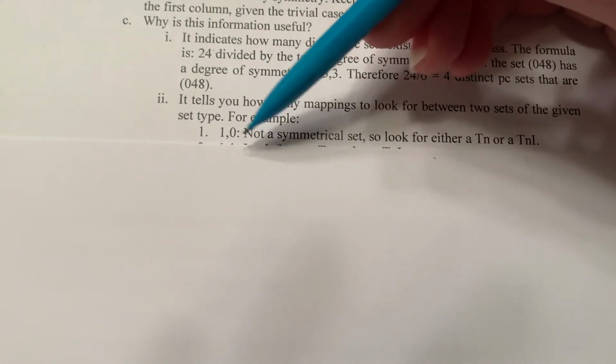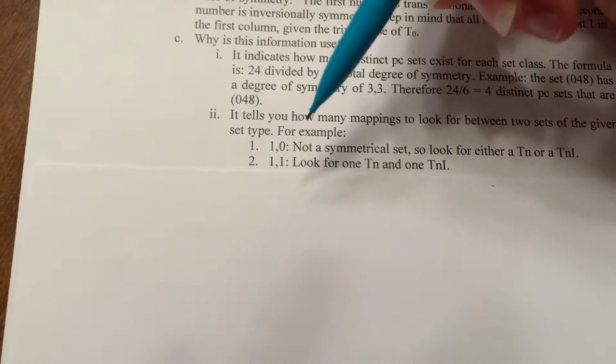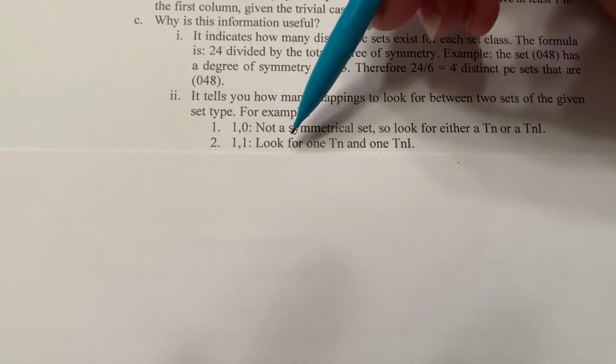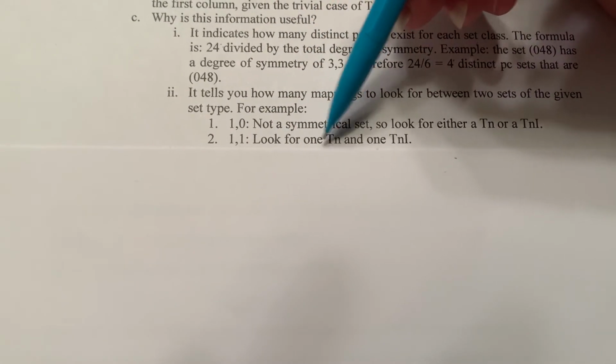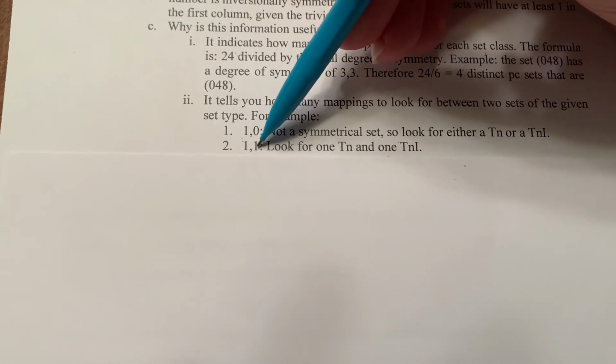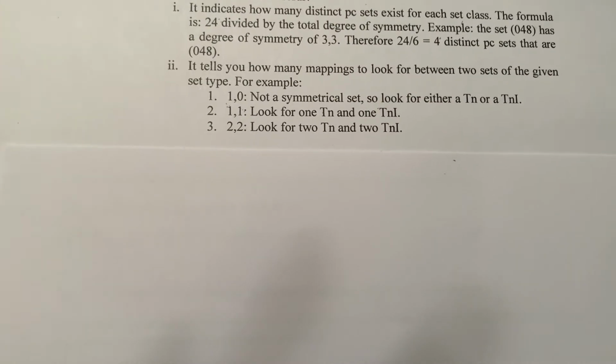So 1, 0 is not a symmetrical set. So there you just do what you did before. It's going to be either transposition or inversion. If, however, the degree of symmetry was 1, 1, if you were doing the mappings, you would look for one transposition and one inversion. You can actually read it that literally, 1 and 1. I'd look for one transposition and one inversion. I'll show you in a second.